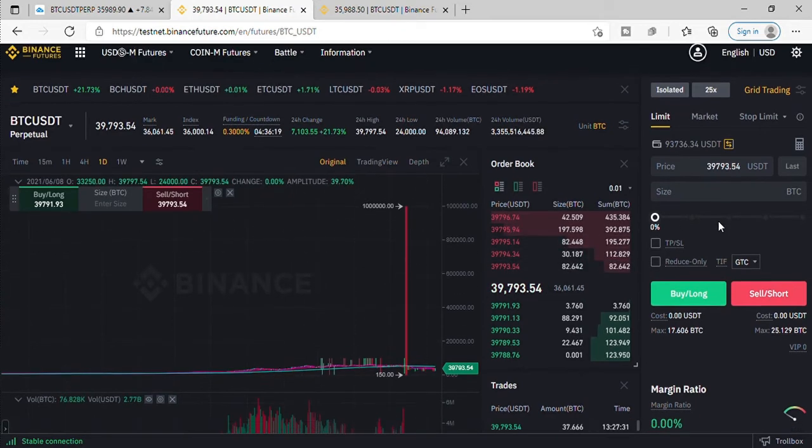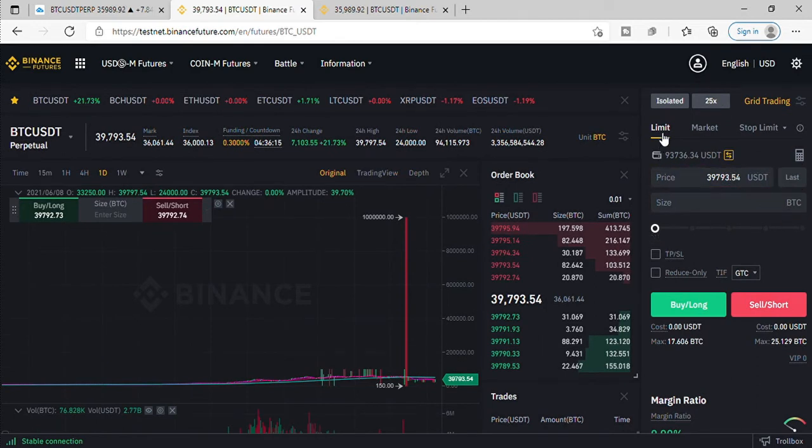Now, on the right side here, you can see limit, market, and stop limit. Limit is when you are setting the price yourself of when you would like to enter the market, and your order will only open once the currency that you're trading has entered that price. So let's say, for example, Bitcoin right now is at 40,792. I am trading, and I would like to enter when, say, Bitcoin is at, let's say, 40K. When Bitcoin enters 40,000, that's when I want to enter.